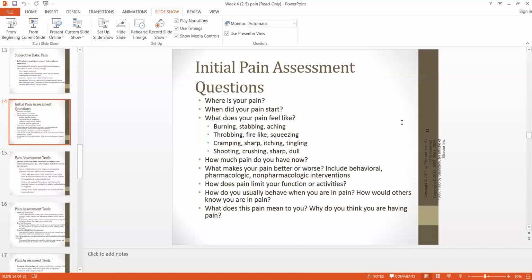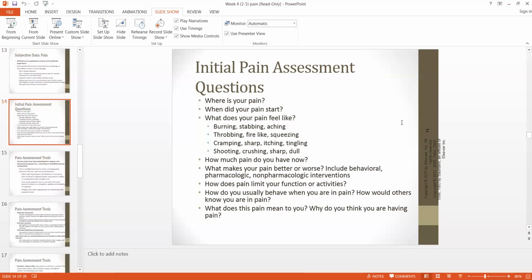What makes your pain better or worse? So getting up and walking, going to sleep, taking Tylenol, taking Percocet, shooting up something, drinking, talking to my girlfriend, boyfriend. What makes that pain go away? It's not always pharmacologic. How does your pain limit your functions and activities?